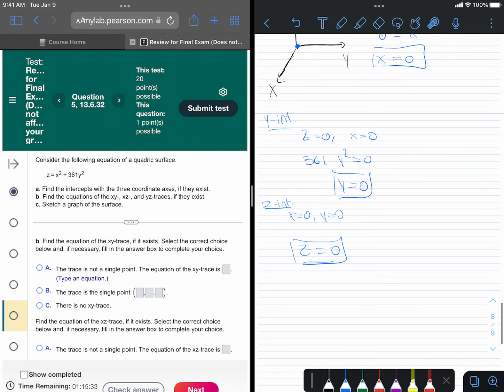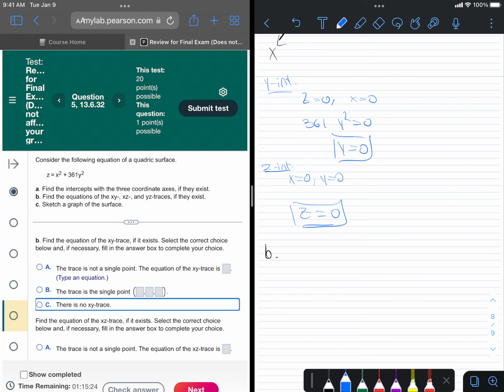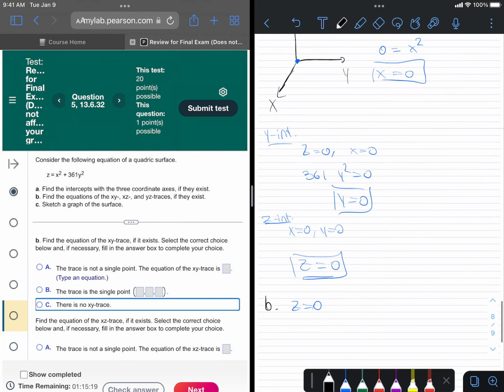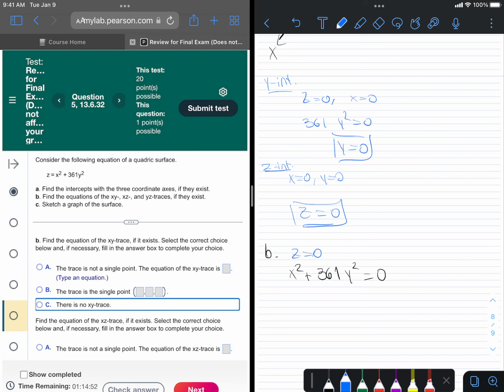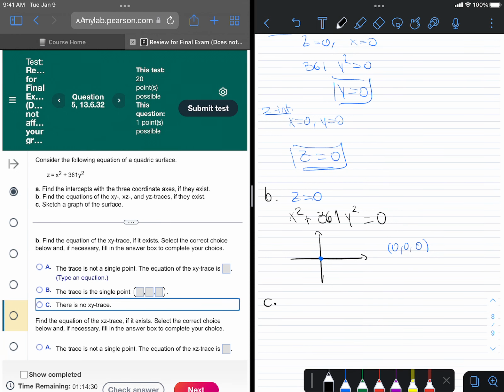Now on item B, we're asking for the xy trace, the xz trace, and then the yz trace. So now we only make one variable equal to 0 at a time. For the xy trace, we make z equals 0. So that means we're making x squared plus 361 y squared equal to 0. This is a non-negative number, and this is a non-negative number. If either x or y is not 0, this is going to be positive, and this is also going to be positive, making this greater than 0. So that means both x and y need to be 0. So the xy trace is a single point, 0, 0, 0. Okay?